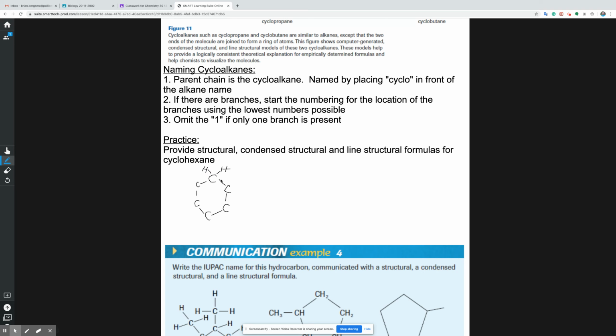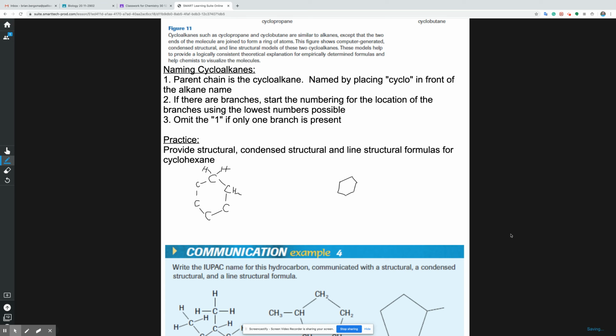The condensed structural would look exactly the same, except instead of putting these H's, you would just put CH2 for each of those. So the condensed structural just has all CH2s. For the line structural, you don't need any H's. You just draw a hexagon, and there'd be a carbon at each corner. So we have 6 carbons and the proper number of hydrogens. This would be our line structural formula for cyclohexane.